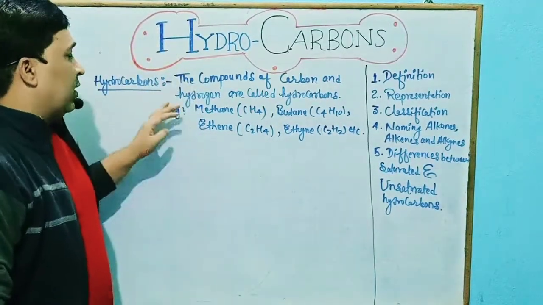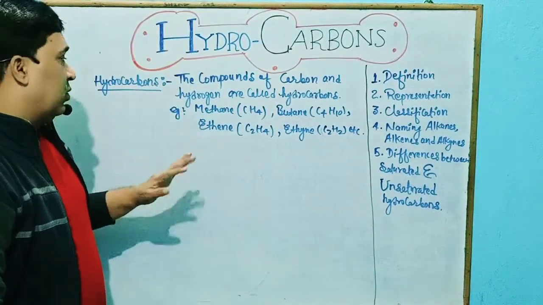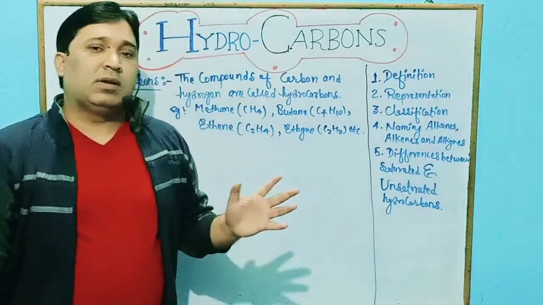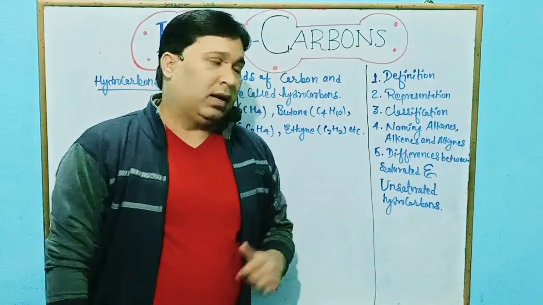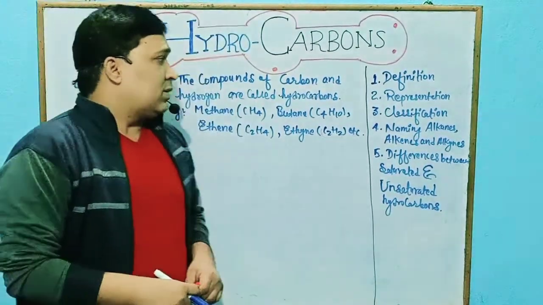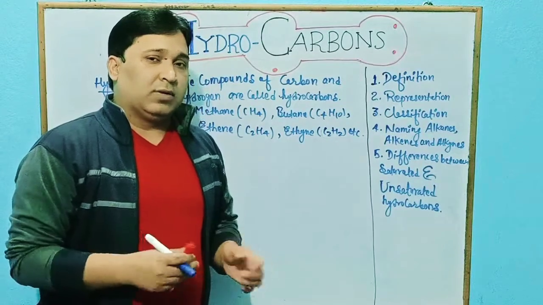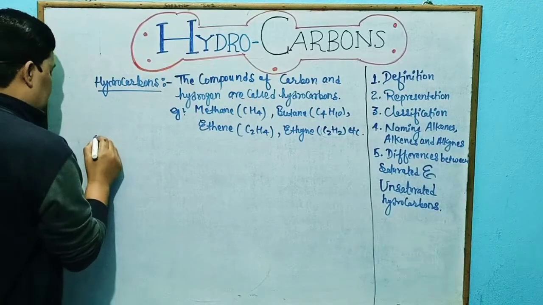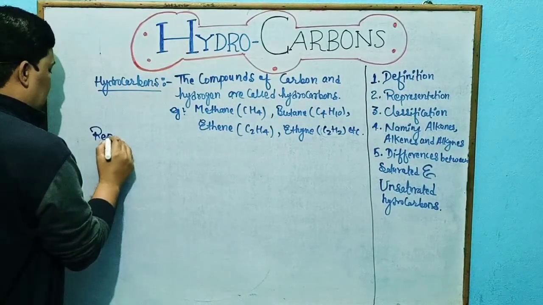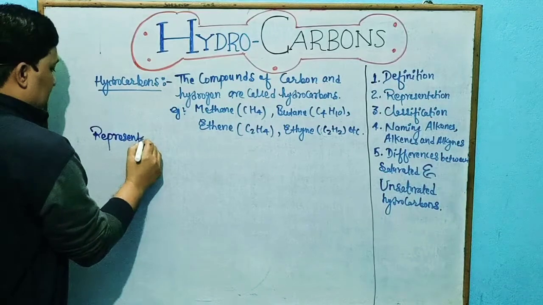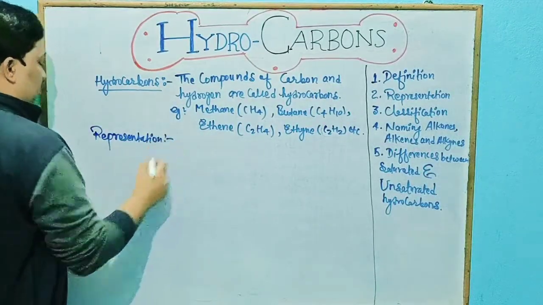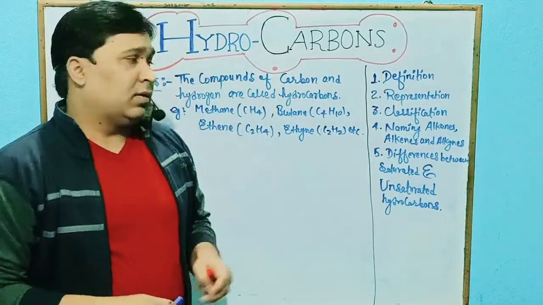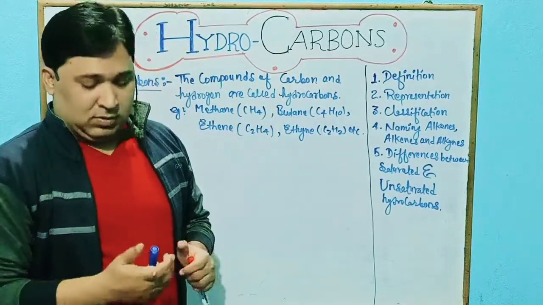So the compounds of carbon and hydrogen are called hydrocarbons. As simple as it is, as the name suggests, right? Hydrogen, carbon, hydrocarbon, right? Now we will try to understand how we represent hydrocarbons, as we represent other compounds by the molecular formula. In a similar manner, we represent hydrocarbons by the molecular formula, right?